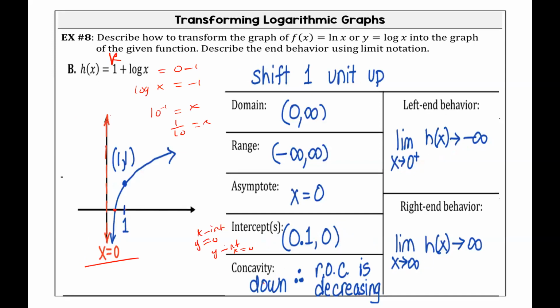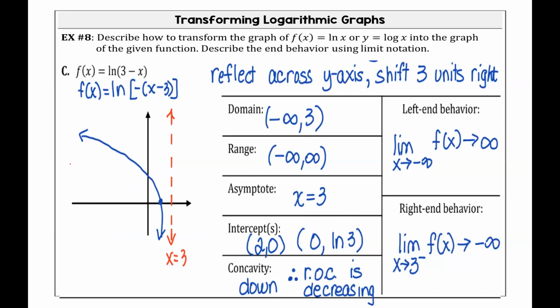All right, concavity. So it is concave down. Therefore, our rate of change is decreasing. Our limits. So our left-hand behavior, the furthest left that our function can go is to the right of 0. So the limit as x goes to the right of 0 is -infinity. Our right-hand behavior is as x's go to the right, as x increases, what is y doing? And our y is also increasing. All right. Notice that I make sure I use the proper name. So this isn't an f, it's not called f of x, it's called h of x. So make sure you are paying attention to that.